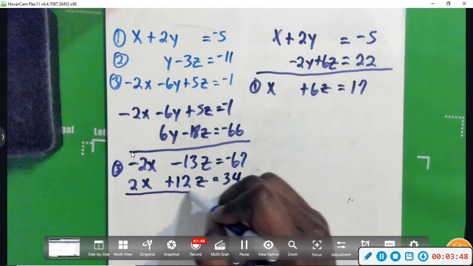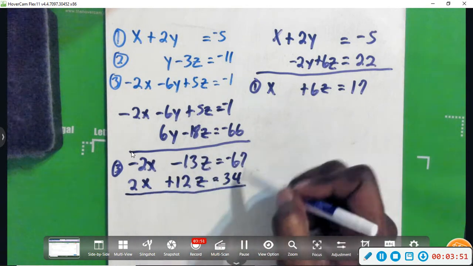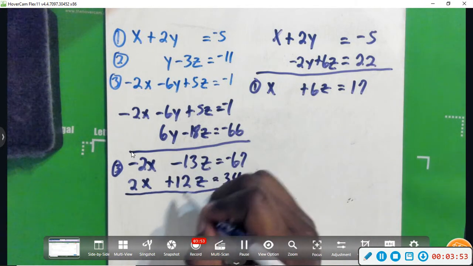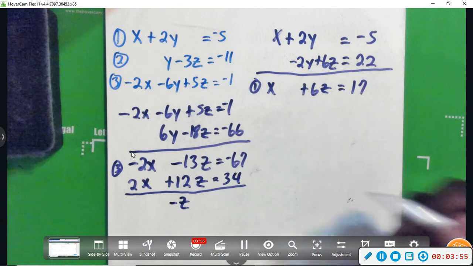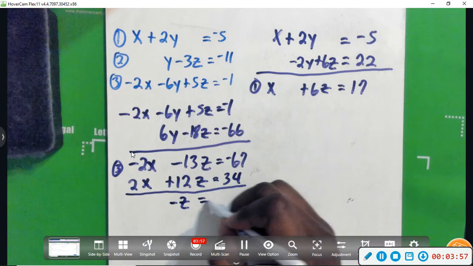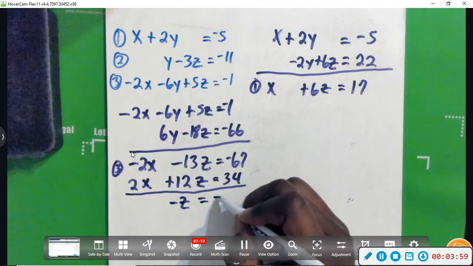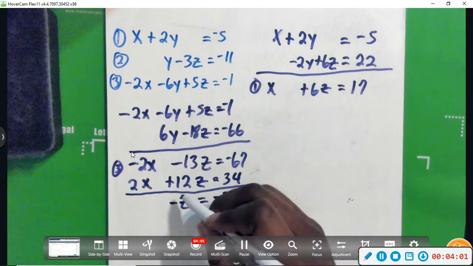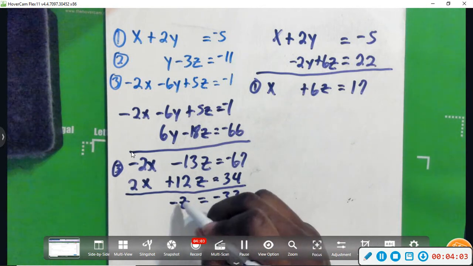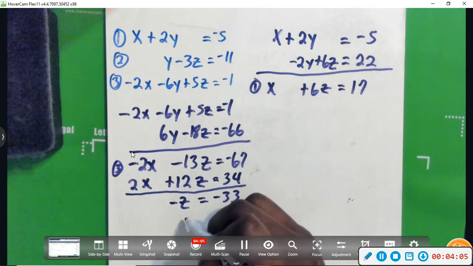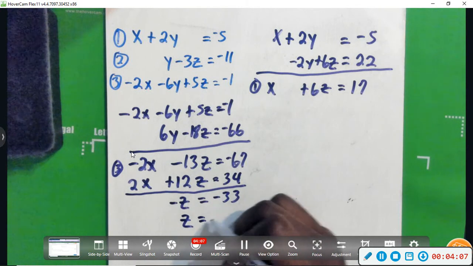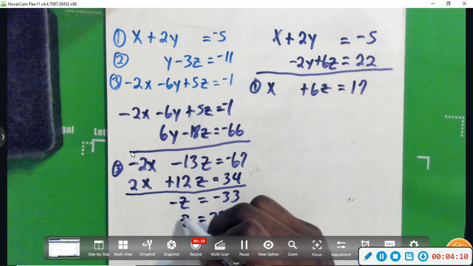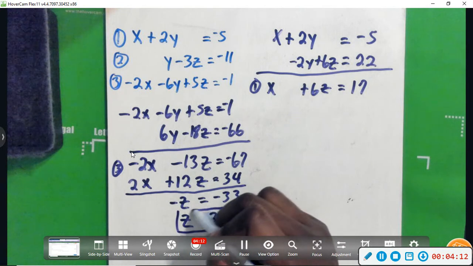Okay, now combine these two. X goes away, we get a negative z equals, this is a negative 33. So that means divide by negative 1 or multiply by negative 1, and we get z equals a positive 33. So we have our z value.